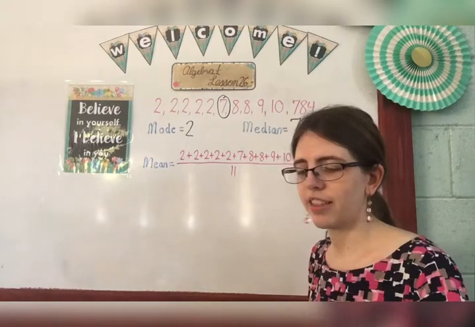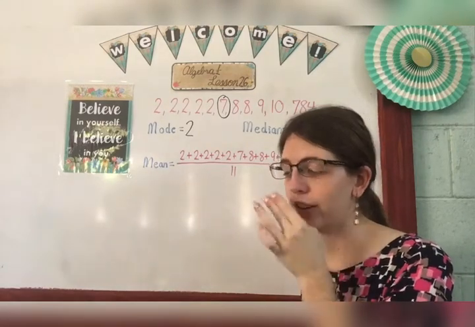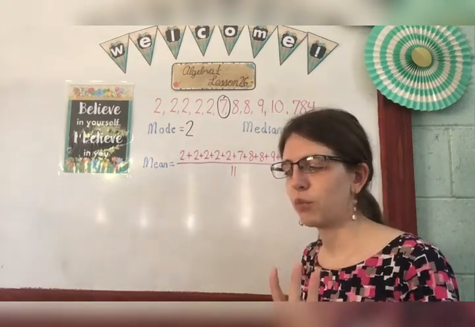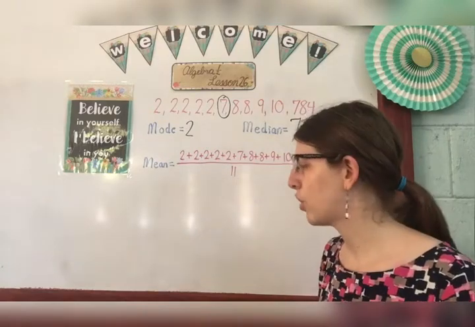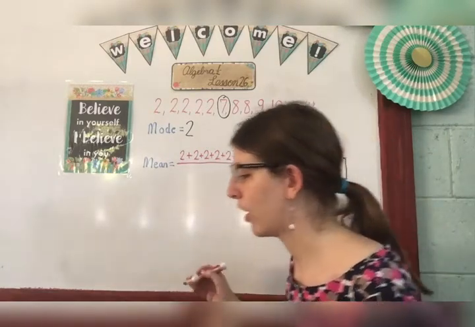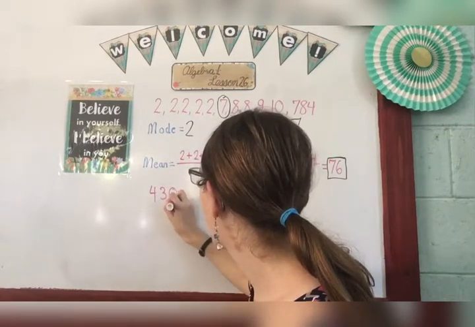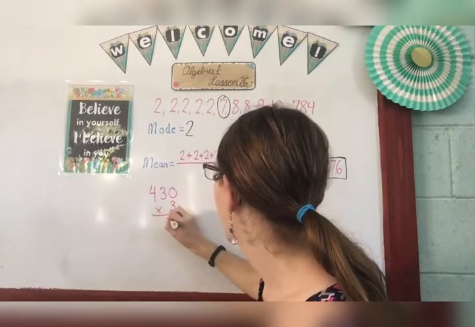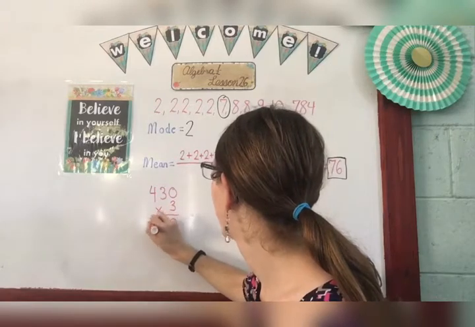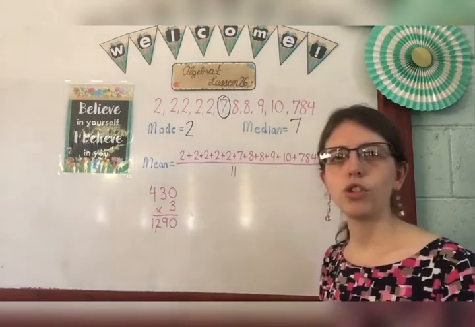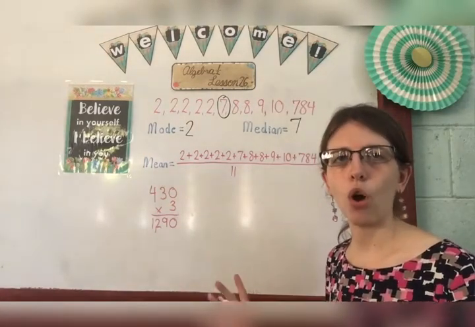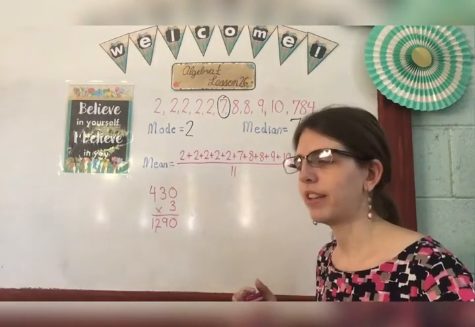So this is just like the last problem we did. We have our average of 430. There's three buildings. So to find the total of all three buildings together, we multiply 430 times 3. That gives me 1,290. That's our total for all three buildings together.